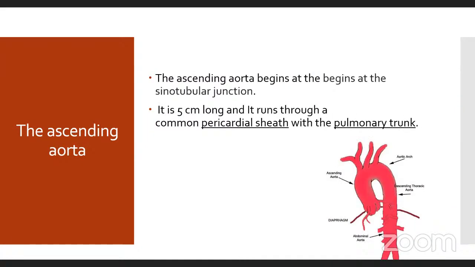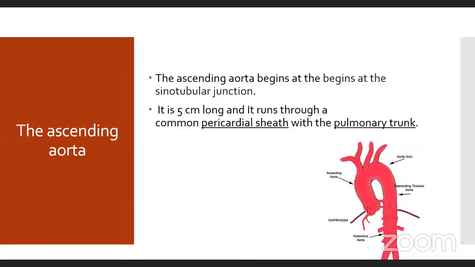The aortic root is the portion of the aorta beginning at the aortic annulus and extending to the sinotubular junction. The ascending aorta begins at the sinotubular junction. It is around five centimeters long, and it runs through a common pericardial sheath with the pulmonary trunk.